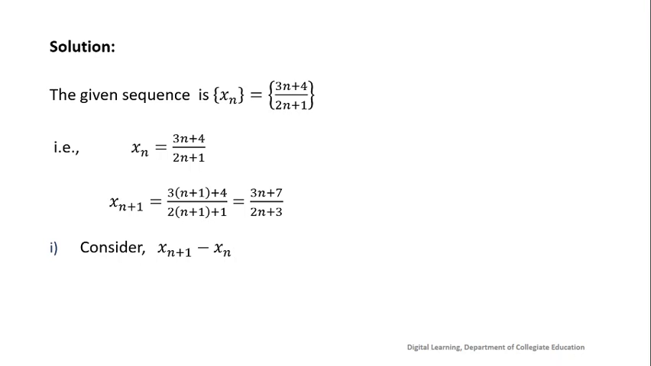For the first condition, consider xn plus 1 minus xn. We are applying the values of xn and xn plus 1 here. We will get (6n square plus 17n plus 7 minus of 6n square plus 17n plus 12) by (2n plus 3) into (2n plus 1). On simplification, we will get minus 5 by (2n plus 3) into (2n plus 1), which is less than 0.